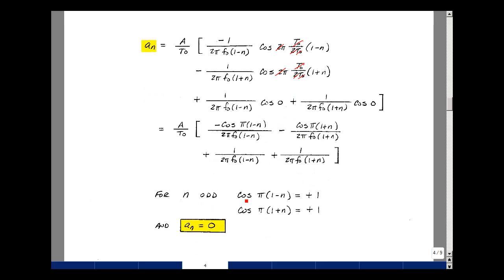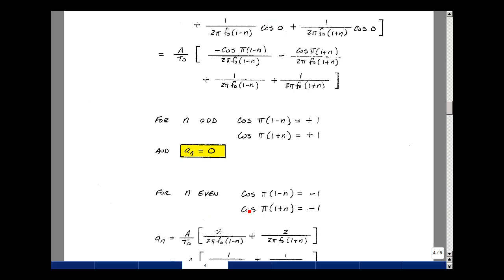When n is odd, the cosine of pi (1 minus n) is equal to plus 1. In other words, if I let n equal 1, I get the cosine of 0, which is 1. If I put 3 here, I get 1 minus 3, which is minus 2, which is the same as the cosine of 2 pi, which is also equal to 1. Likewise, the cosine of pi times (1 plus n) is equal to 1. When n is 1, I get 2 pi. When n is 3, I get 4 pi, and so on, each time giving me a value of 1. So the value here would be a minus 1 and a minus 1. I have the same term here with a plus 1 and a plus 1, and the same denominators. So they'll cancel, and I wind up getting that a sub n is 0 whenever n is odd.